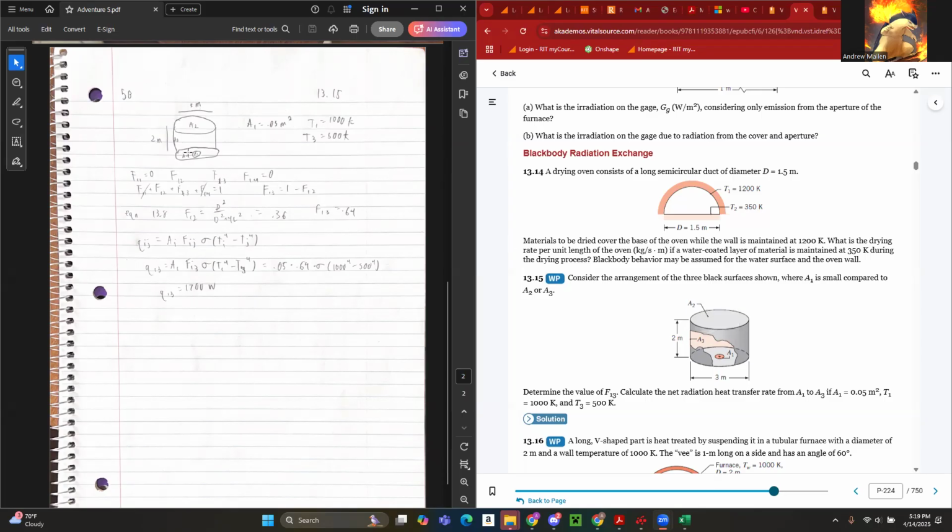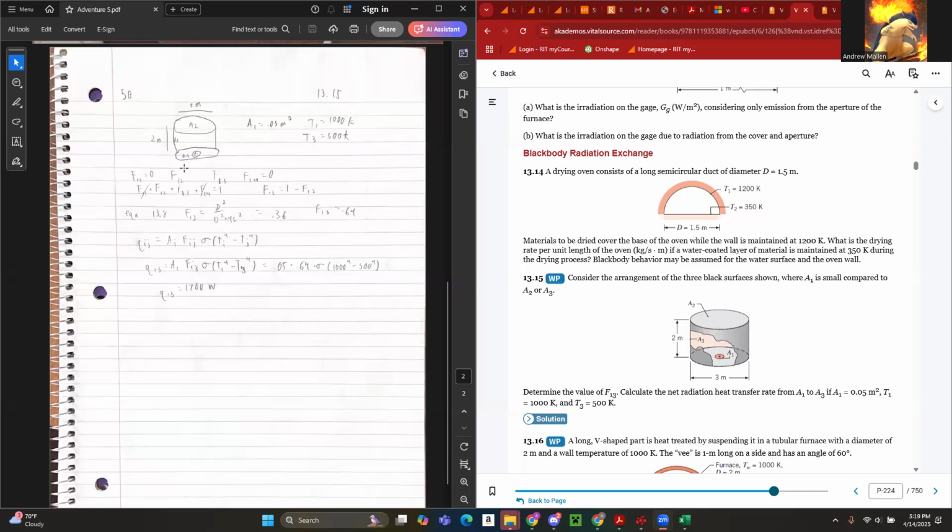I also decided that the surface surrounding A1 I would call A4, just to square everything off. So knowing the view factor law, we know that F11 plus F12 plus F13 plus F14 is equal to 1. If you sum up all the surfaces A1 looks at, A1 will see everything that A1 sees.